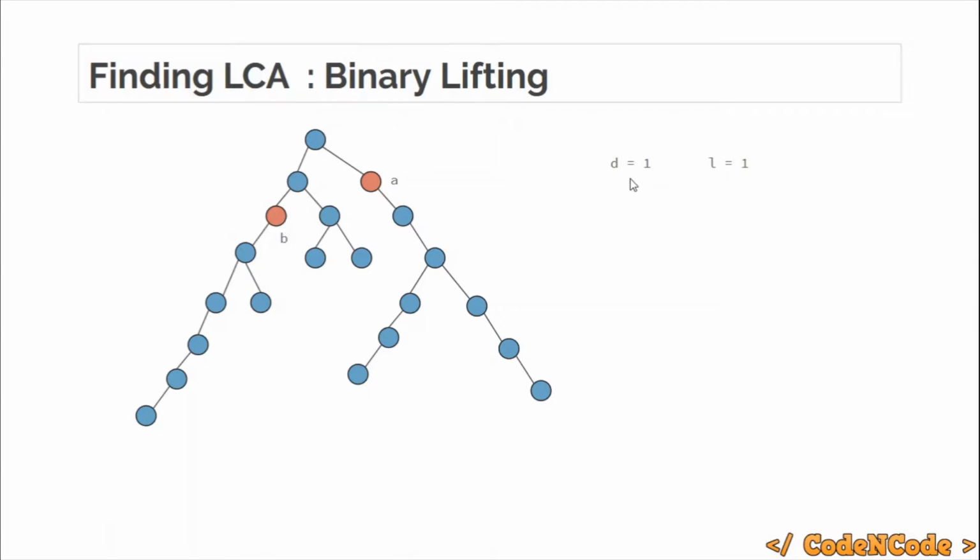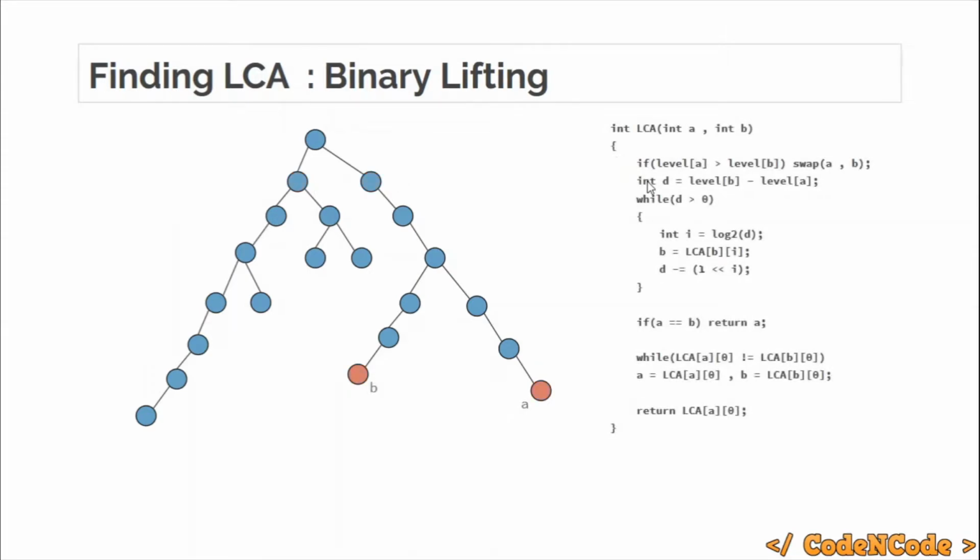So now d would become 1. Now log base 2 of d, which is 1, would be 0. So you have to update b to be LCA of b, 0, that is, you update it to be its 2's power 0th parent. If you update it to its 2's power 0th parent, it would become this, and now the distance would become 0. So this is how we make jumps.